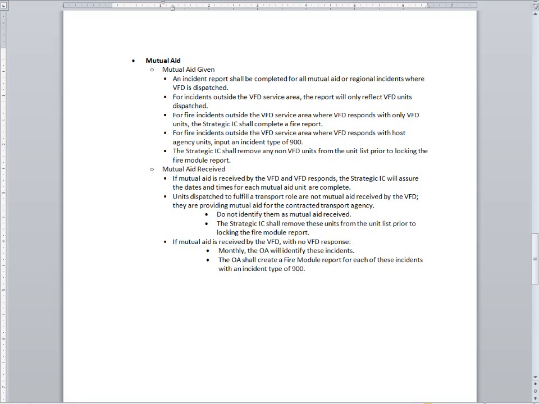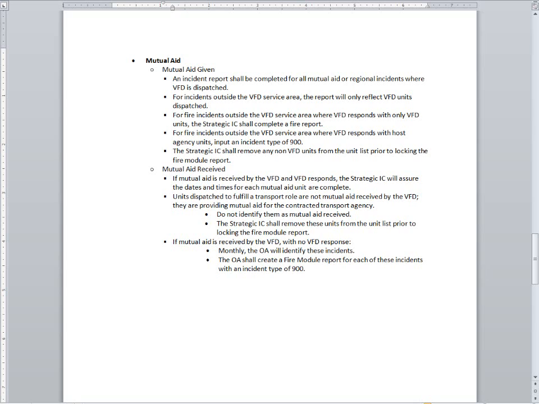We also, for incidents outside the VFD service area, the report only needs to reflect the VFD units dispatched. So we're not going into, say, District 6 to document what they're doing at a fire, but we are going in to document our units, their times, and what they did at that fire.